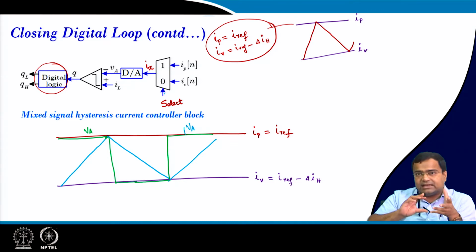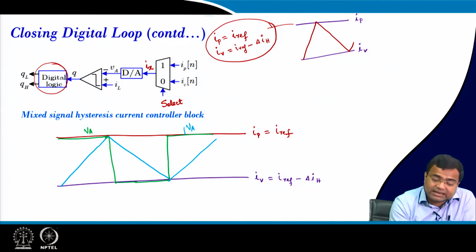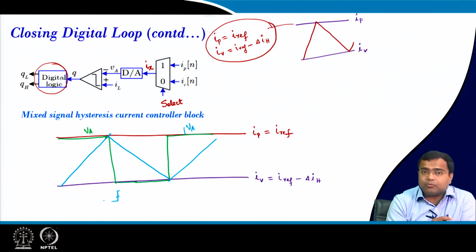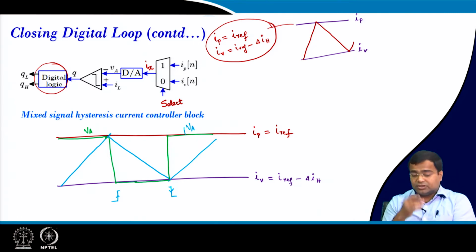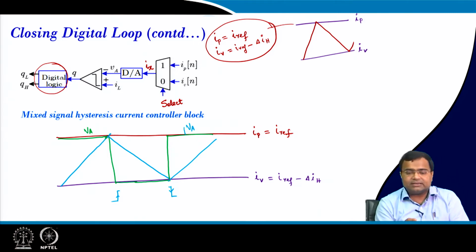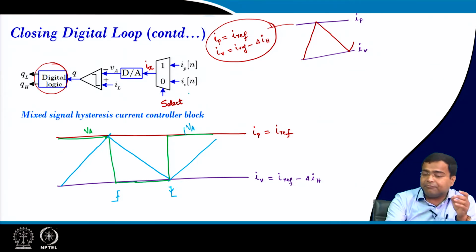That means we have to detect whenever the inductor current tries to cross this VA. When it goes from lower to higher, we get a positive edge. Similarly, when it goes from higher to lower, we find a negative edge, that means a falling edge. So, when the rising edge comes, the mux configures VA to the valley current, and when the falling edge comes, VA is configured to the peak current.